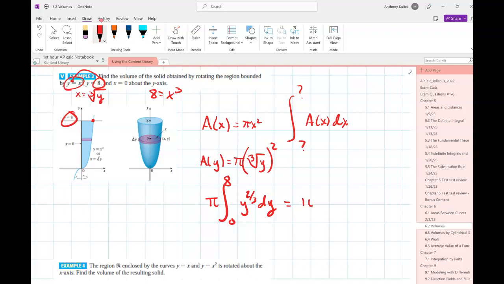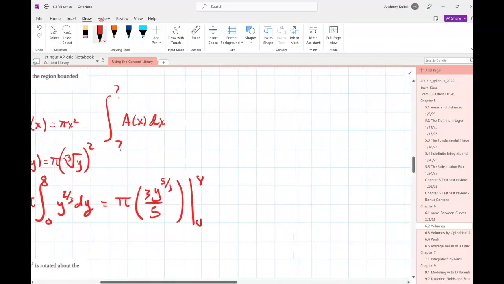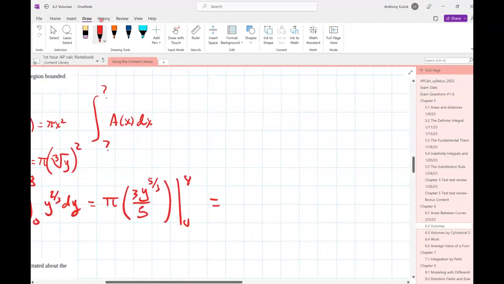Anyways, antiderivative. So we have 3/5 y to the 5/3, evaluated from 0 to 8. So 8 to the 5/3 is 2 to the 5th, so 32.